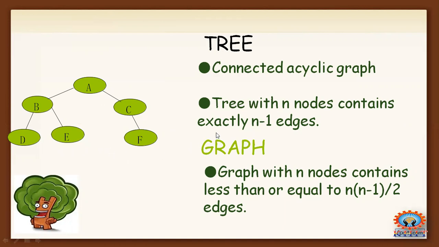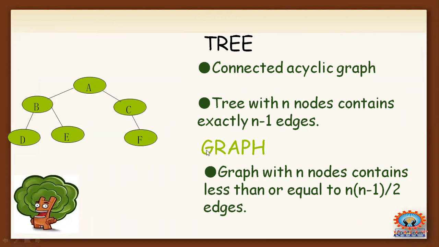How is it? We can simply apply the formula n minus 1. Consider the tree has n nodes. If the tree contains n nodes, exactly n minus 1 edges are available. So that means 6 minus 1, 5 edges are available. What are the 5 edges here? A to B is 1 edge, B to D, B to E, A to C, C to F. These are the 5 edges of the given tree.